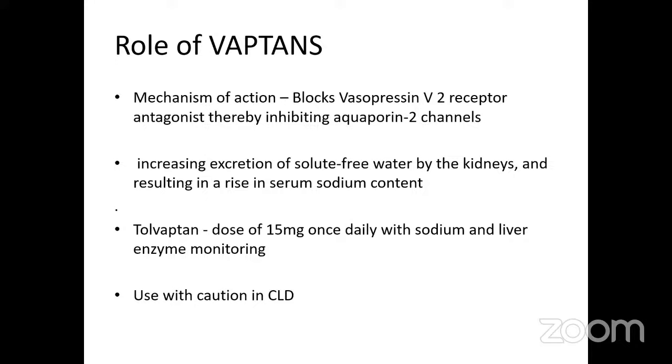We tend to use more and more of tolvaptan without knowing what we are doing. Some people even use vaptans for aggressive correction of hyponatremia, which should never be done. Vaptans act by blocking the V2 receptor, by blocking the aquaporin 2 channels. So it increases the excretion of solute, but water is not retained. More water is lost in the urine. That is how the sodium goes up.